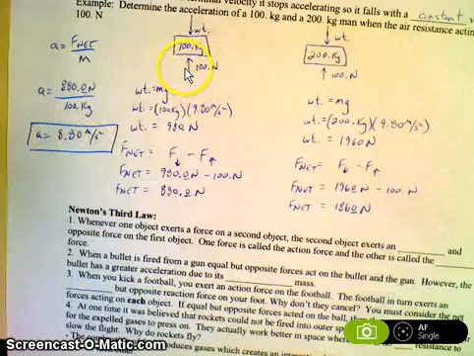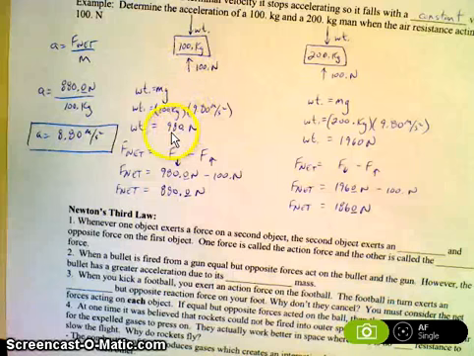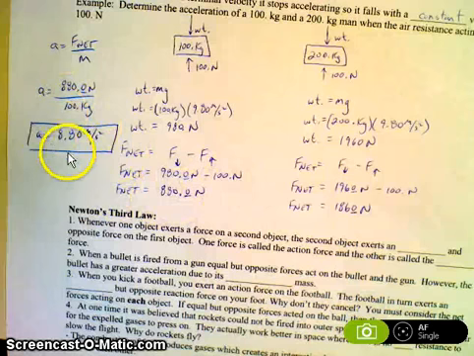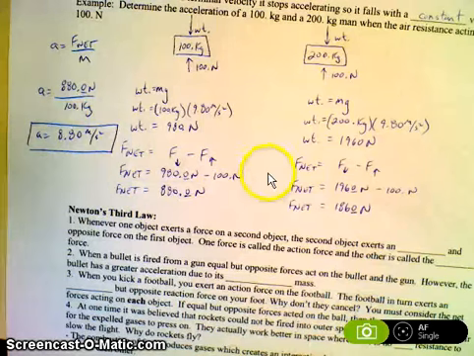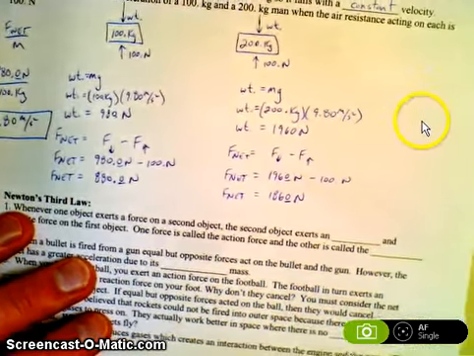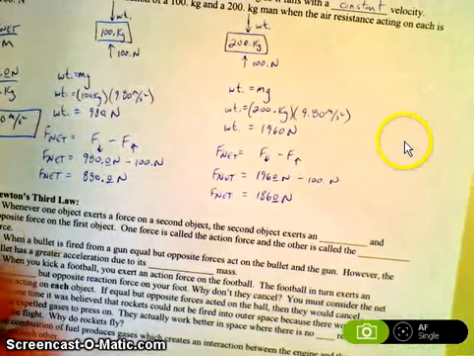If it continues to increase, as soon as it gets to 980, you'll see that 980 minus 980, the net force would be 0, so then his acceleration would go to 0. Go ahead and solve for the acceleration of this guy, and then we'll talk a little bit about that.